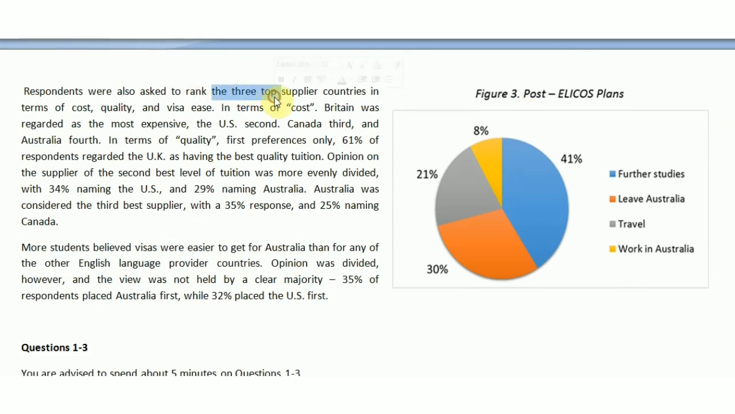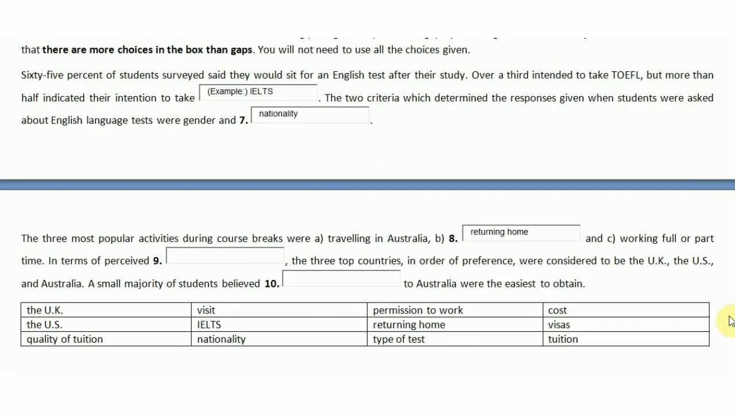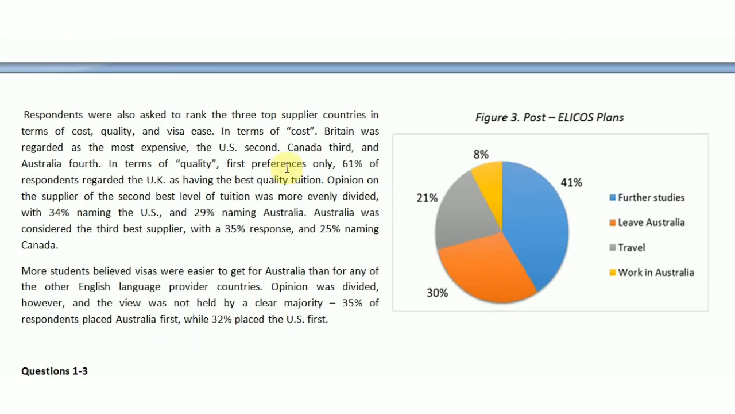Here's top 3 written, so I guess this might be our location. Respondents were also asked to rank the top 3 supply countries in terms of cost, quality, and visa ease. Okay, so there are three things on the basis of which they have responded. First is cost, then quality, then visa ease. Which one would it be, where US will come second and I guess UK will come first. Was it like this only? Yes, UK first, US second, and then Australia third.